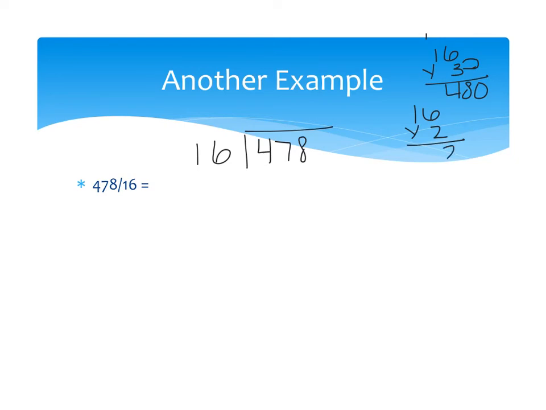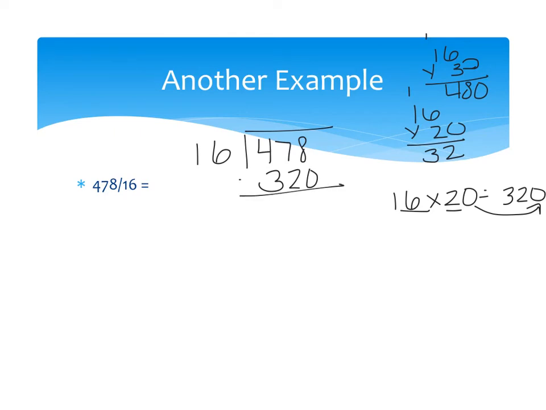6 times 2 is 12. 2 times 1 is 2, plus 1 is 3. So if I did 16 times 20, 16 times 2 was 32. Add that 0. That would be 320, and that's smaller than 478, so I can use it. Okay, now I know 16 times 10 is going to be too big to do next because that would be 160. That's bigger than 158. But it's really close, so let me see what 16 times 9 is.